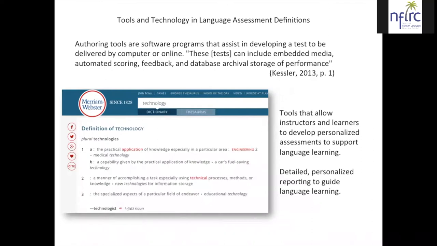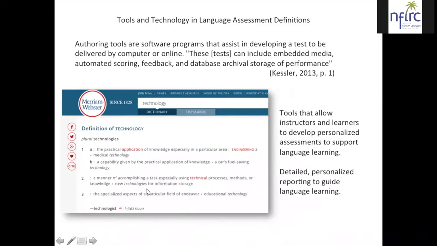Technology can be defined in many different ways. Most of the time we think of technology as information technology. If we take a look at a definition from Merriam-Webster, we have to look down for the second definition here to be something closer to what we're looking for: a manner of accomplishing a task, especially using technical processes, methods, and knowledge.